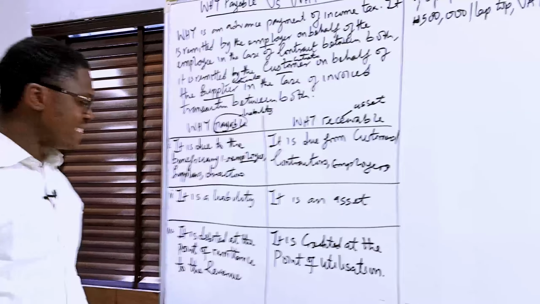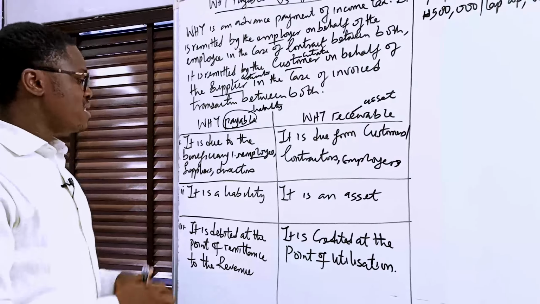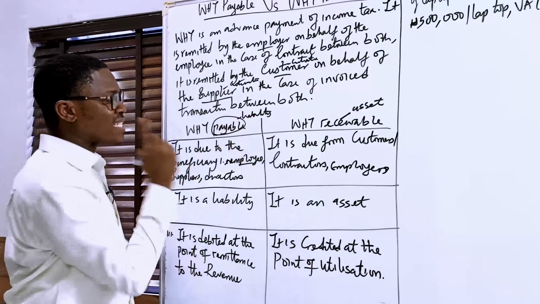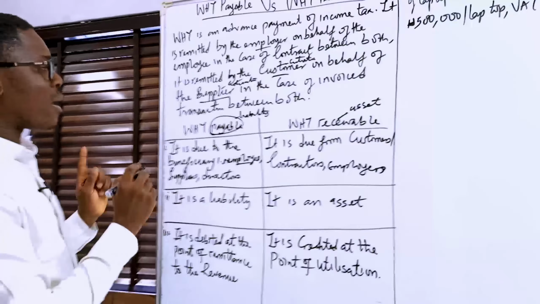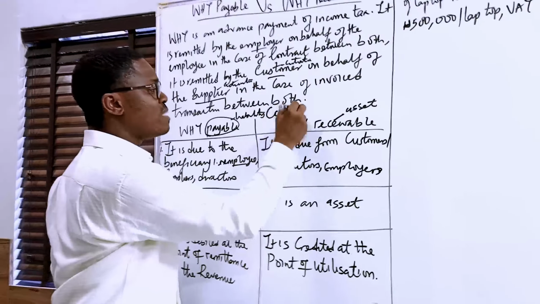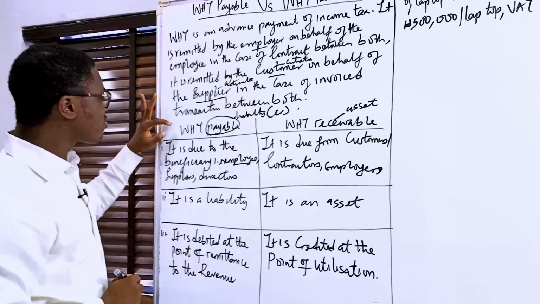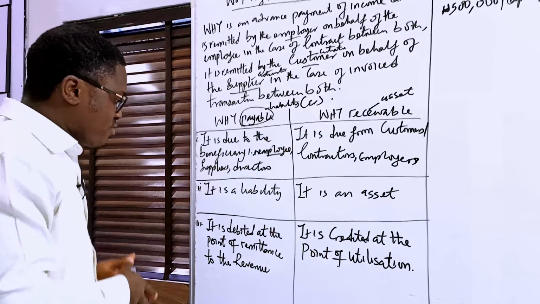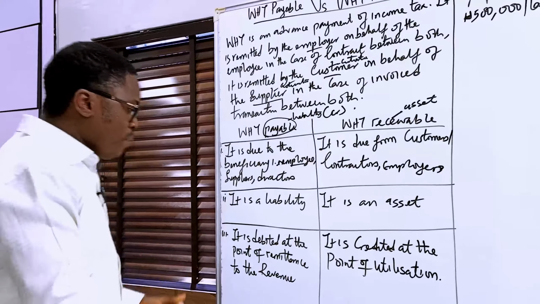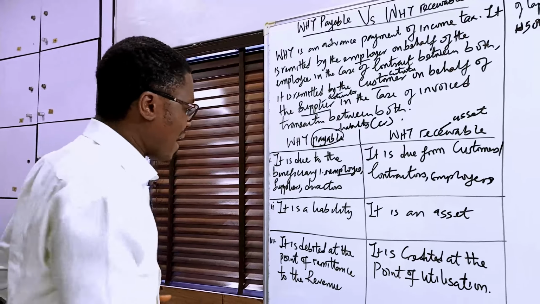The third difference I have here is that it is debited at the point of remittance to the revenue. Now, for withholding tax payable to be a liability simply means that the natural balance is a credit balance. So that further implies that at the point where the entries are being passed, it will be credited. So at the point of remittance, it will be debited so that it can reduce the credit balance. That is that.